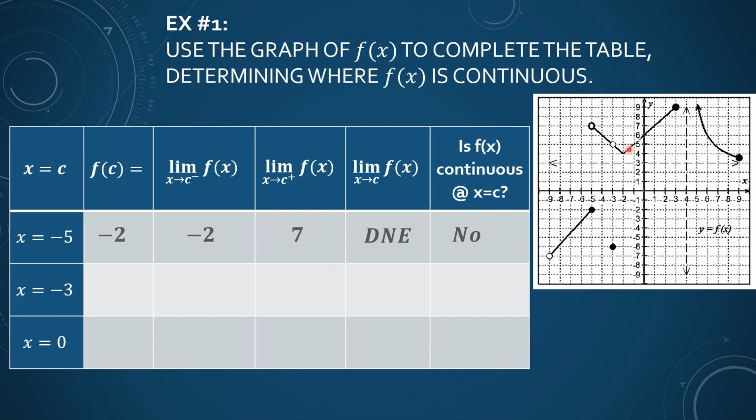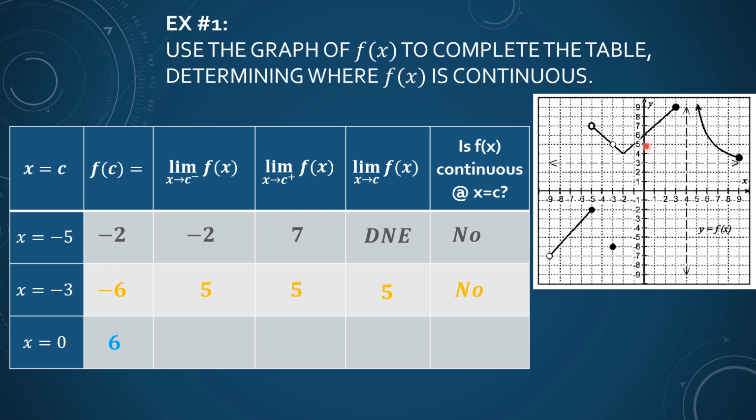Look at x equaling -3. So the function evaluated at -3 is -6. The limit from the left-hand side of -3 is 5. From the right-hand side of -3 is also 5. The limit as x approaches -3 equals 5. Is the function continuous at that value? It is not, and that's because f of c does not equal the limit as x approaches that c value, -3.